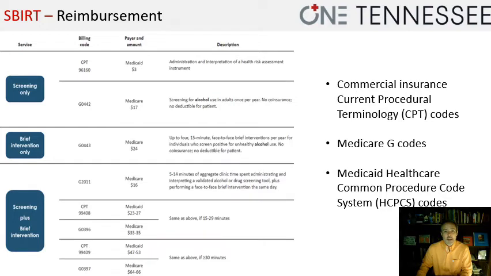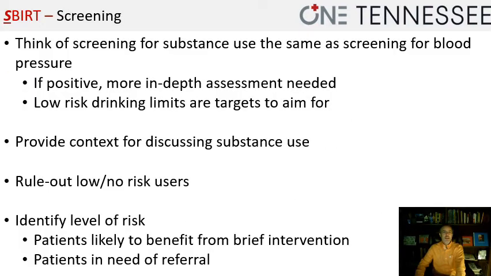Think of screening for substance use the same as screening for blood pressure or any other chronic disease. If positive, more in-depth assessment is going to be needed. For someone suffering from an alcohol use disorder, low-risk drinking limits could be a target to aim for, just like an A1C less than 7 may be a target or goal for someone with diabetes.